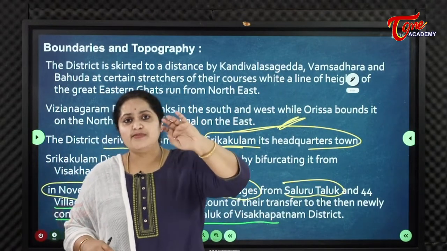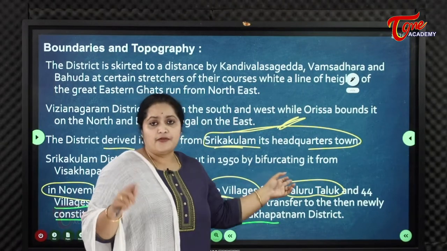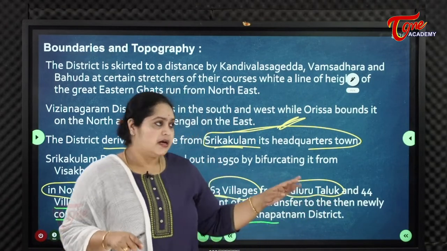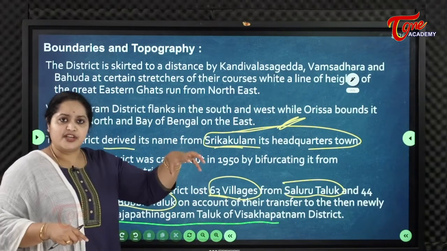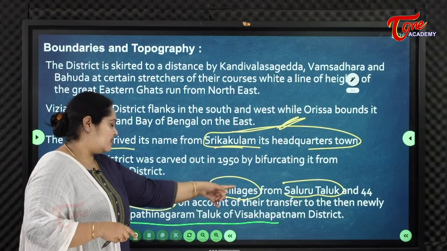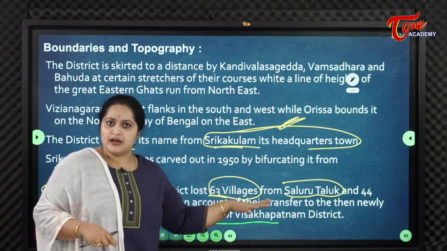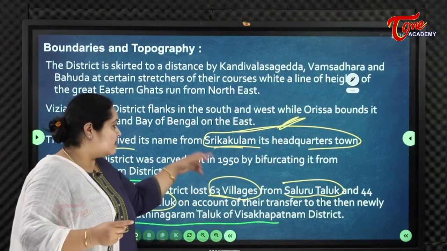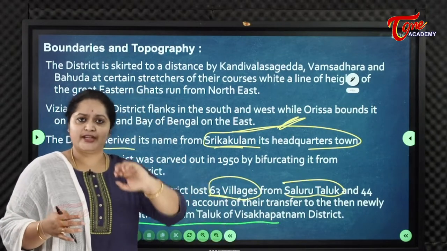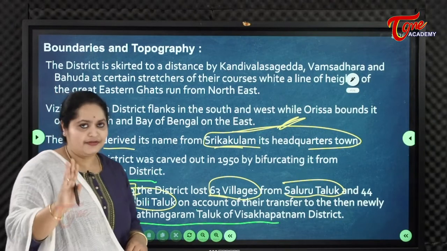Earlier, Vijayanagaram and Srikakulam were part of Vishakhapatnam district only. Srikakulam was formed in 1950. Vijayanagaram was formed in 1979. But in 1969, Gajapati Nagaram was not a part of Vijayanagaram. So these talukas were added to Gajapati Nagaram Taluka, which was a part of Vishakhapatnam itself. Ten years later, Gajapati Nagaram became a part of Vijayanagaram district. So, Srikakulam has been carved out of Vishakhapatnam district.